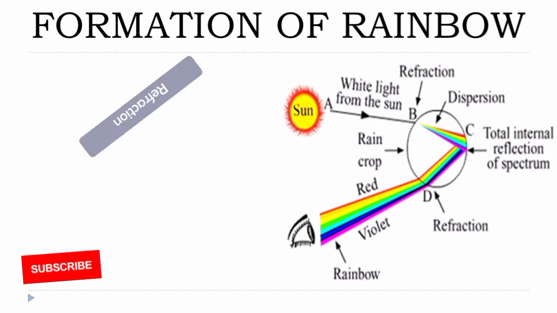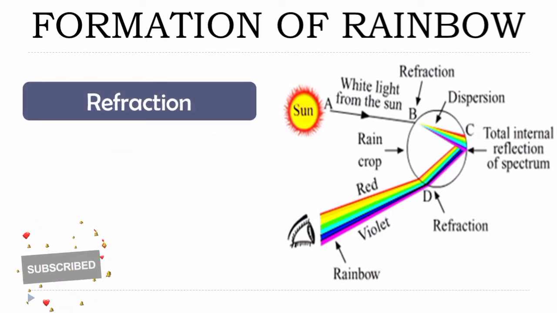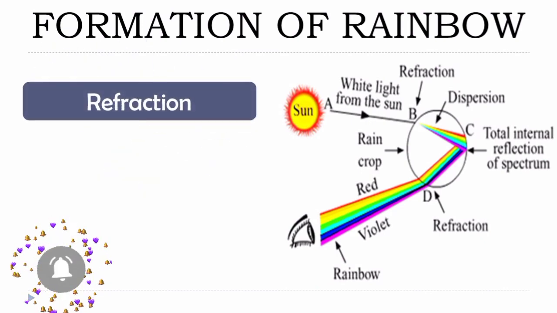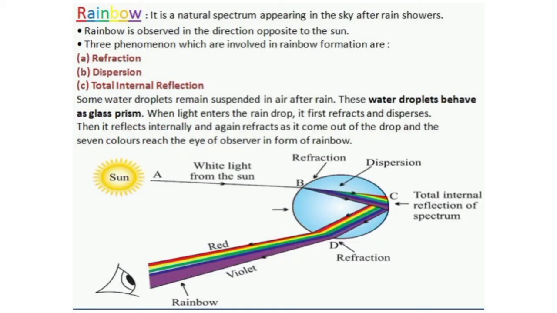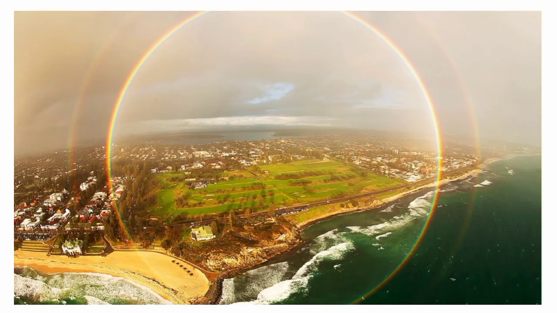So let's sum up. The three phenomena involved in the formation of rainbow are refraction of the light rays, dispersion of white light into 7 colors, and total internal reflection of the light inside the water droplet. And rainbows can be seen in a direction opposite to the sun.